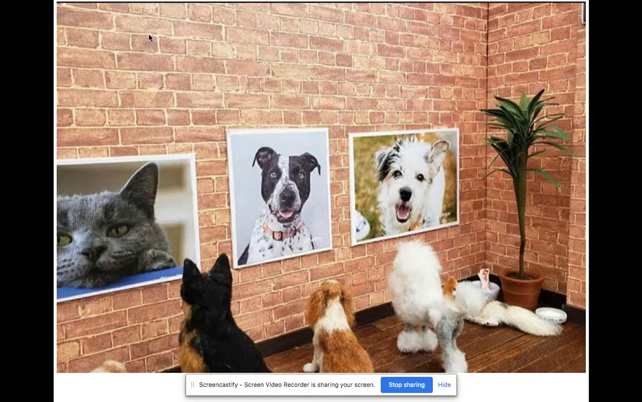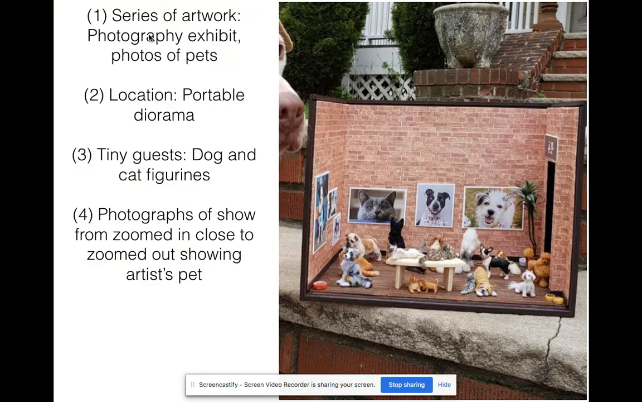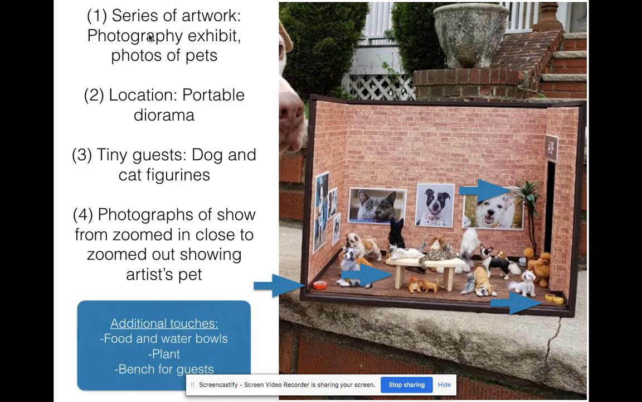So in this example, it's all photographs, right? They're all photographs of pets, and they take place in this portable diorama. And when you take pictures of your artwork, make sure that you're also zooming in and out so that you can see kind of how tiny everything is. And some cute details that they added to their art show were the dog and water bowls, a plant, and a bench for their guests.